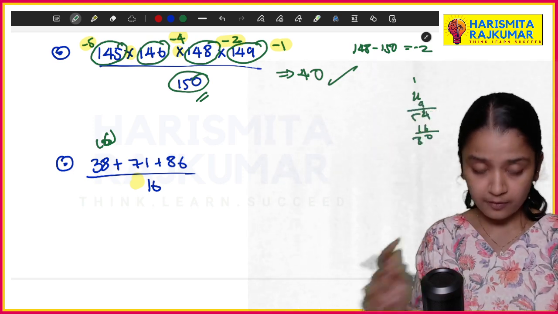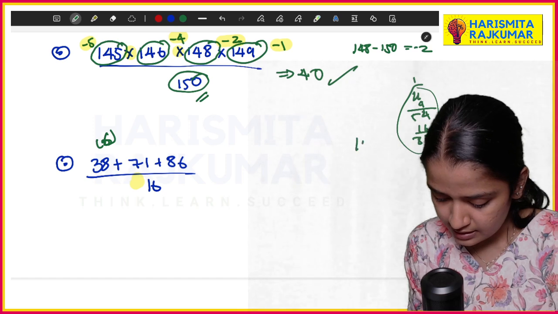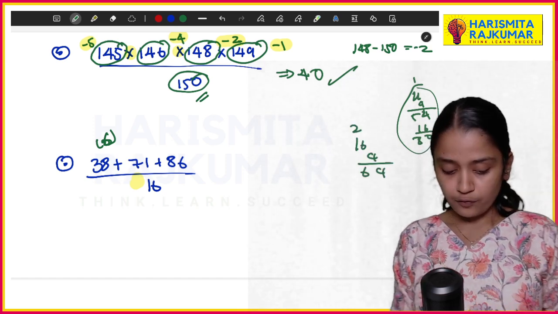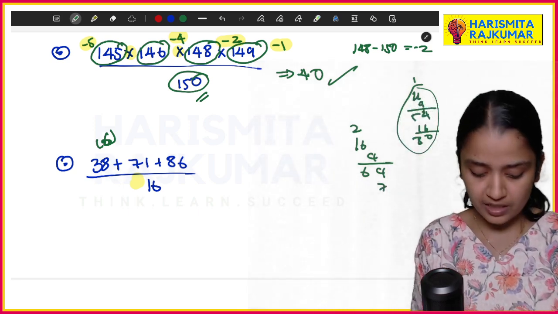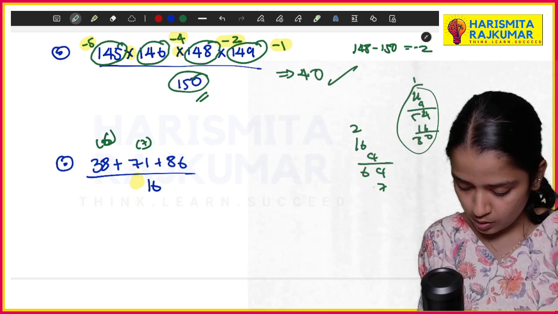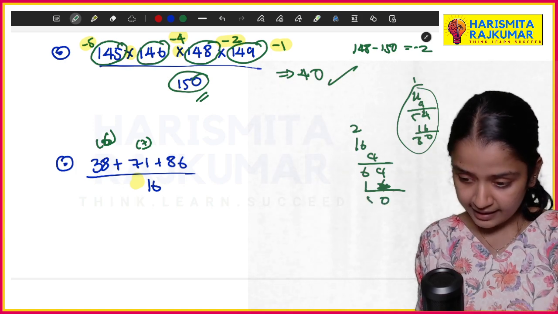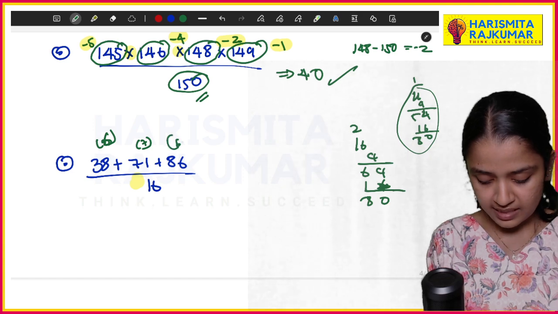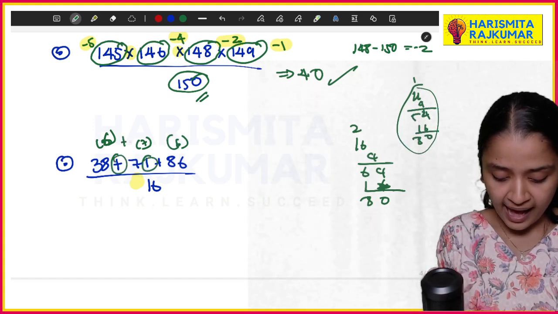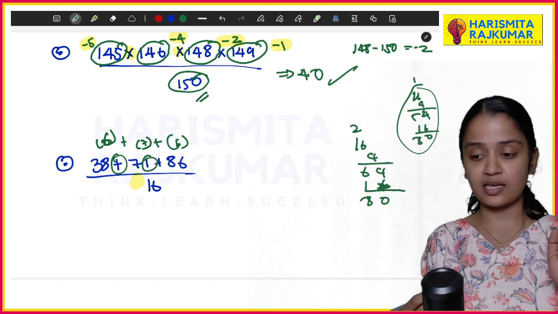So here, what are you supposed to do? Sorry, there is a small mistake here. 16 4s are 64. 64 plus 7 gives you 71, so the remainder is 7. And likewise, when you solve 64 plus 16, you will be getting 80. So 6 here. So here the question is to add, so I am adding all these. 6 plus 6 is 12, plus 7 is nothing but 19.